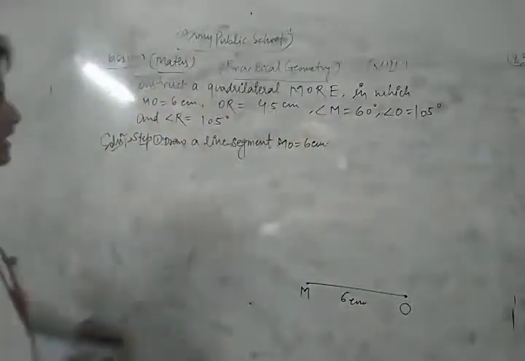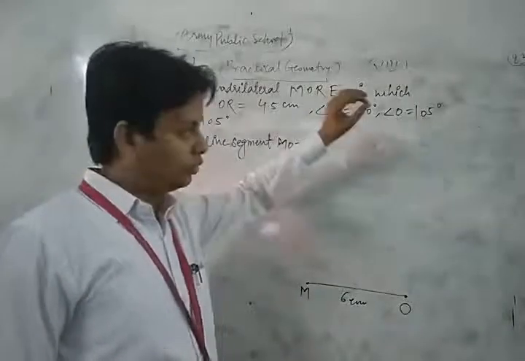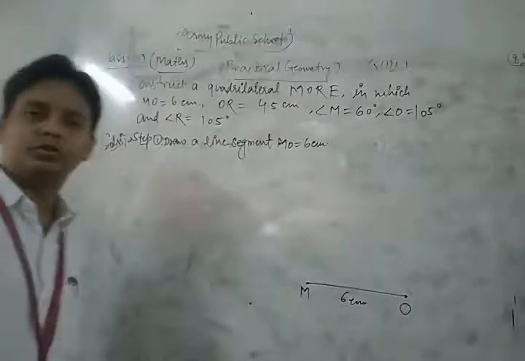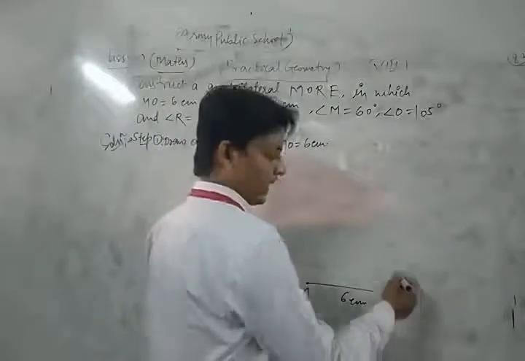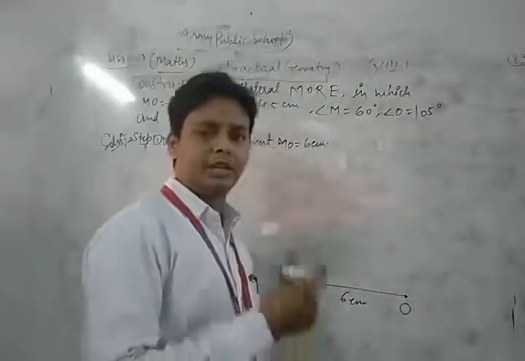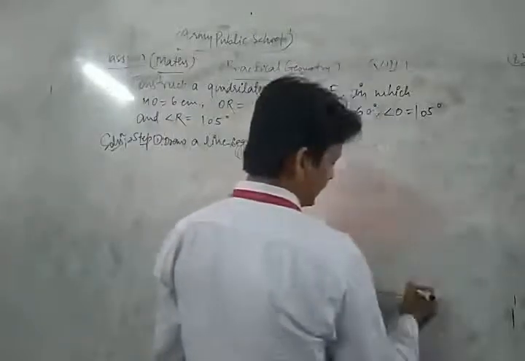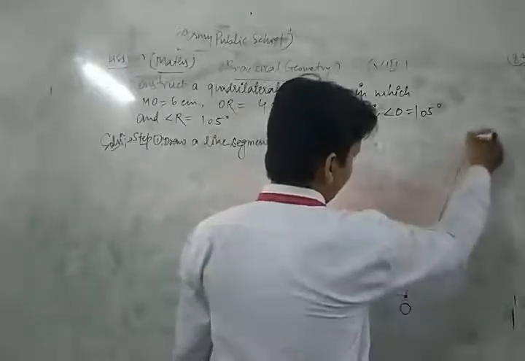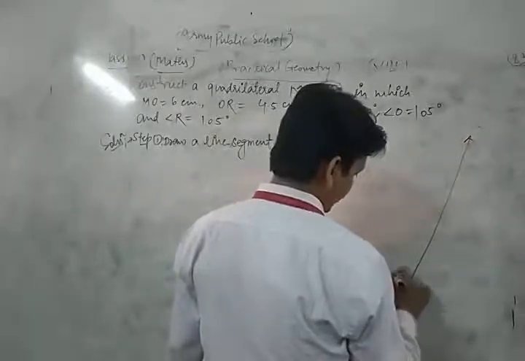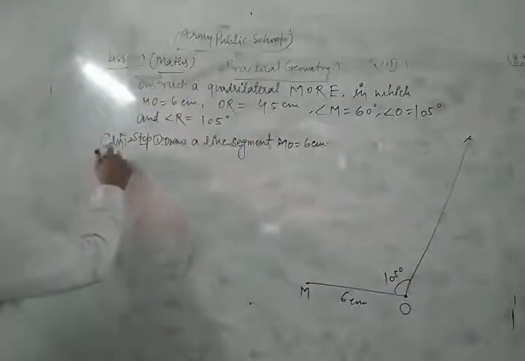Now let's see. Here angle O is what? This is 105 degree, right? So now at point O we construct an angle of 105 degree. You can construct an angle of 105 with the help of ruler and compasses. Suppose this is 90, straight. Then from that point you draw an angle of 105 degree. This is the second step.